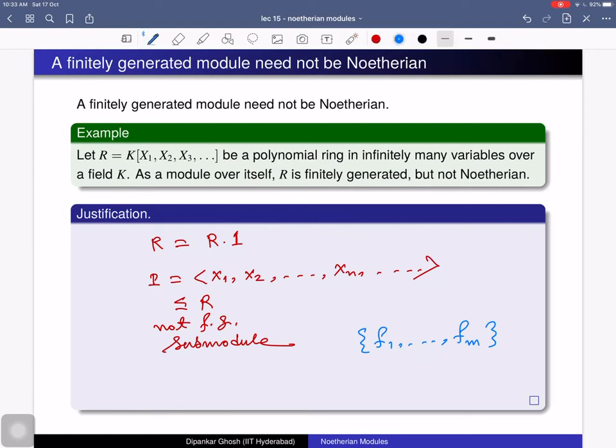And you can verify other conditions also. If you consider the ideal generated by x1 up to xi, these finitely many variables x1, x2 up to xi, then you can have this non-stationary infinite ascending chain. So in that way also you can say that this module over itself is not satisfying the ascending chain condition. So it is not Noetherian.